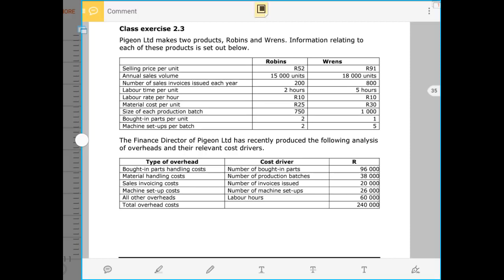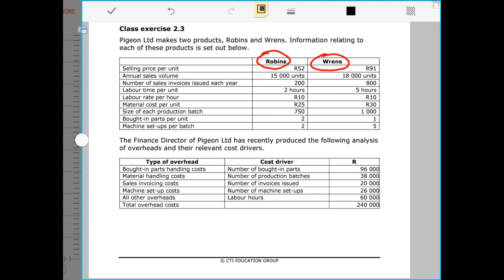Pigeon Ltd makes two products, which are named Robbins and Wrens. Information relating to each of these products is set out below. We are given the two columns for the two products that this company is producing. We are given the selling price for the products: 52 Rand and 91 Rand.